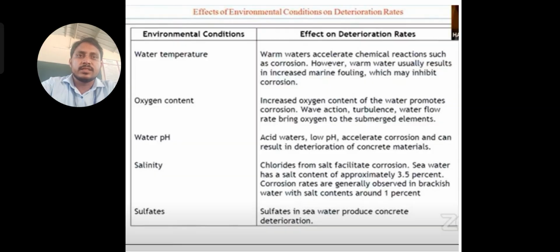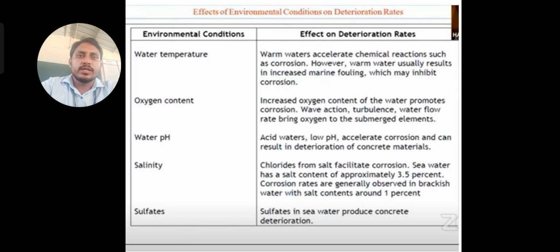So acidic nature will lead to corrosion. That's why you need to identify when acidic content is present in the seawater, because it changes the salt content. A pH value of less than 7 will deteriorate concrete materials, which means it changes its original materials.